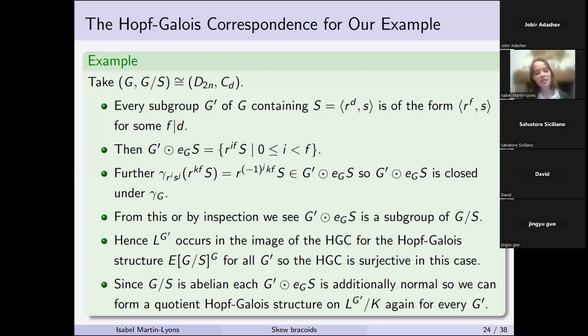Hence, L fixed by G' occurs in the image of the Hopf-Galois correspondence for the Hopf-Galois structure E_{G/S} for all G'. So it doesn't matter which divisor f we picked, all G' will work. So the Hopf-Galois correspondence is surjective in this case. And since our additive group is abelian, each of these is additionally normal, so we can always form a quotient Hopf-Galois structure for every G'.